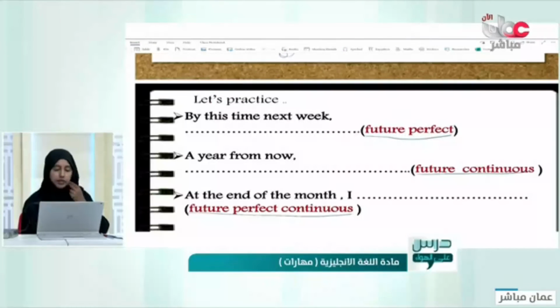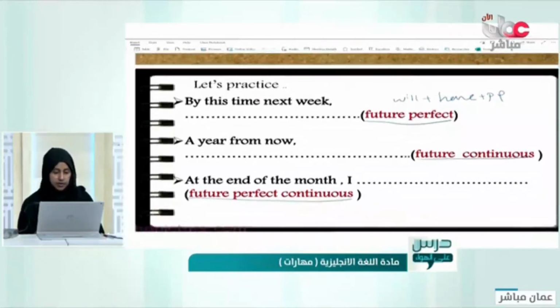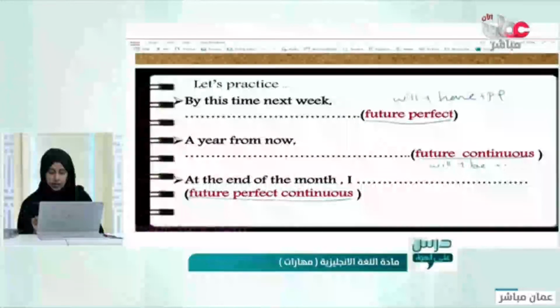Look at the first one here. I will write the form for you: will plus have plus past participle. Yes, complete it quickly. I will give you a gift tomorrow, inshallah, if you answer the sentence. This one we have will again, plus be plus what? Verb with ing. Excellent.